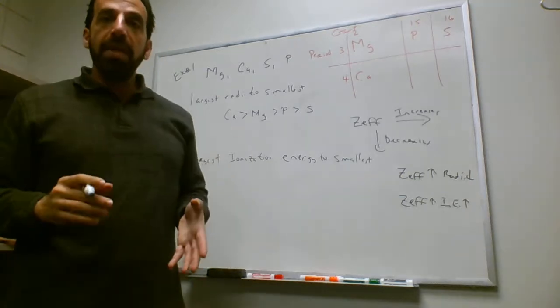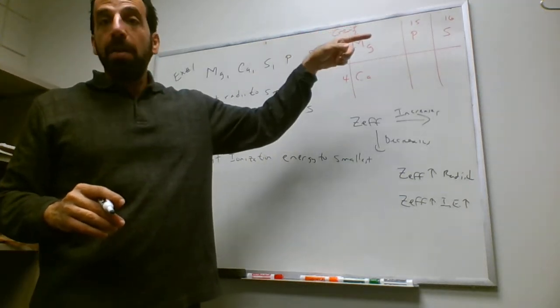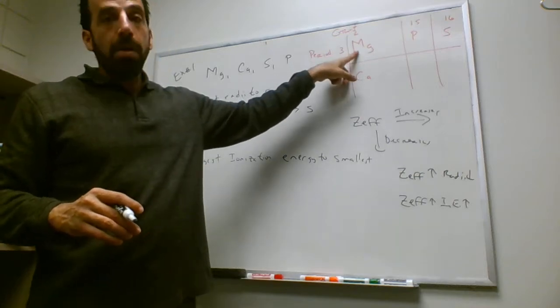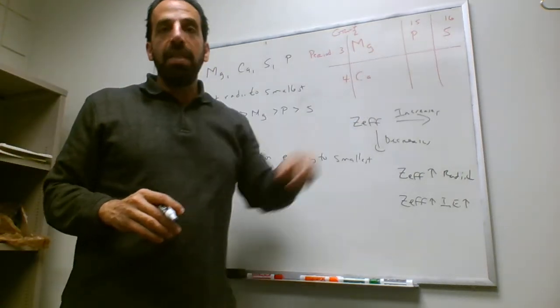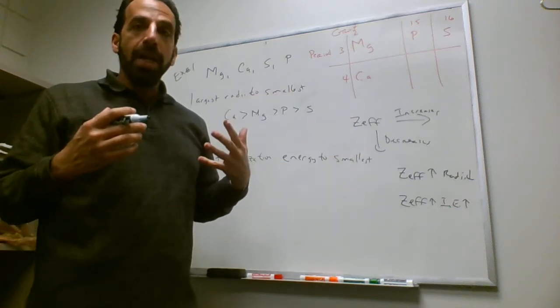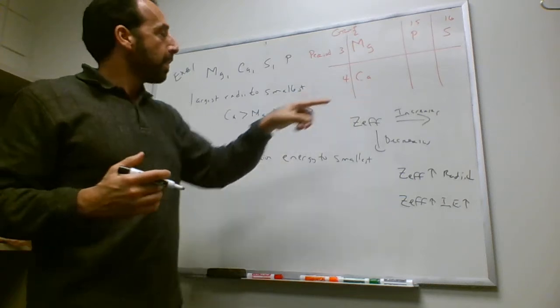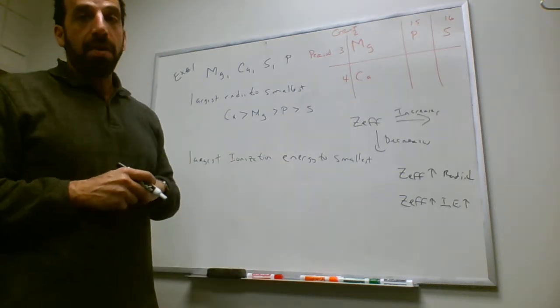So again, a couple of things. Z effective increases across the period, which makes the radii smaller. So magnesium is going to be the largest, then phosphorus, and then sulfur. And then down a group, Z effective decreases, which means the radii is going to get bigger. So calcium is below magnesium, which is larger. So calcium is the largest.